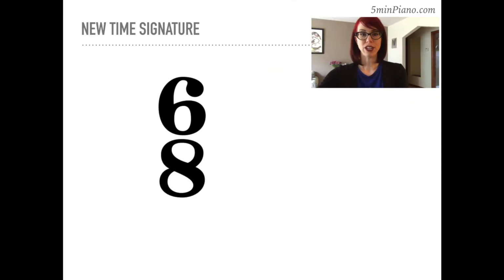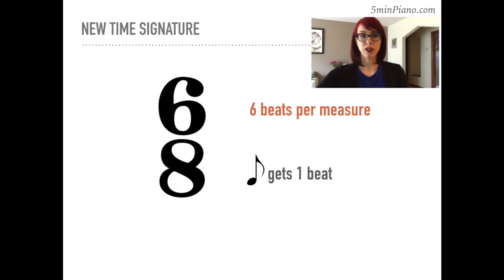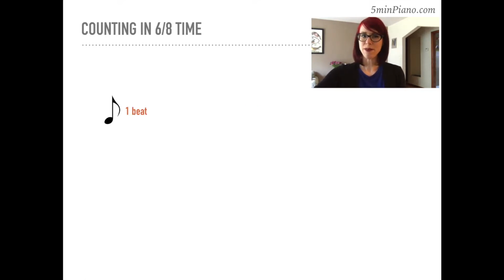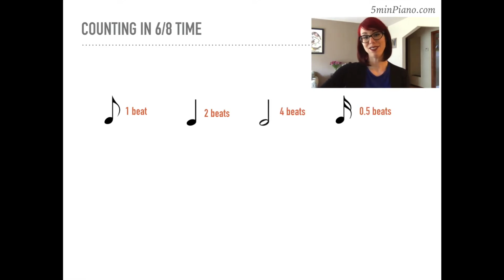Our new time signature is 6/8 time, where there are 6 beats in each measure, and the eighth note gets the beat. So if the eighth note gets 1 beat now, that means the quarter note gets 2 beats, half note gets 4 beats, and a 16th note now gets half of a beat. So as you can see, all the values are doubled from the previous time signatures we've seen.